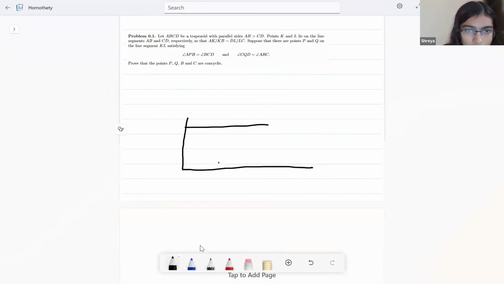I will draw a diagram, but I would highly recommend drawing your own diagrams because my diagrams are not great.